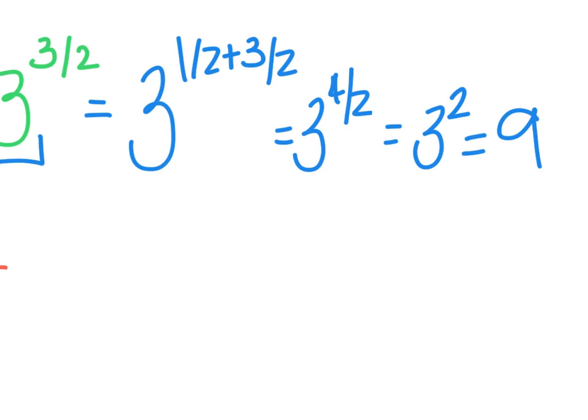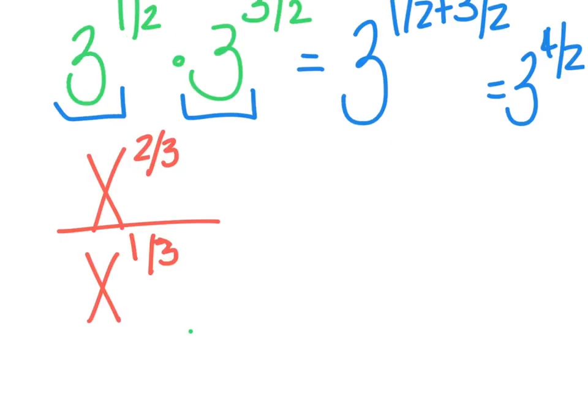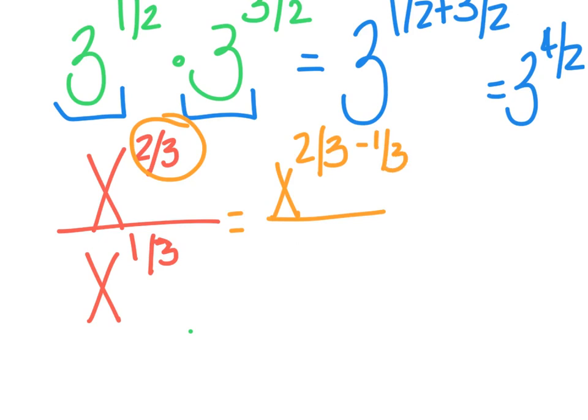And if I have a division problem, just like before, I need to subtract my exponents. So the x to the 2/3 is bigger, so I'm going to keep it on top. So it'll be 2/3 minus 1/3, which is over 1, which is x to the 1/3. And I can't do anything else with that, but I could also rewrite that as the cube root of x.